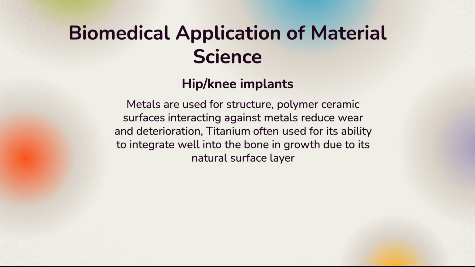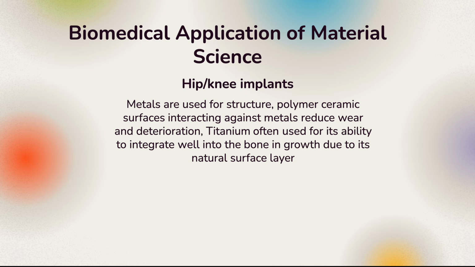Our second application we're going to talk about today is a biomedical application of material science. And we have for our example, hip and knee replacements. This is a big topic. So metals are used for structure, polymer, ceramic surfaces interacting against metal reduce wear and deterioration.